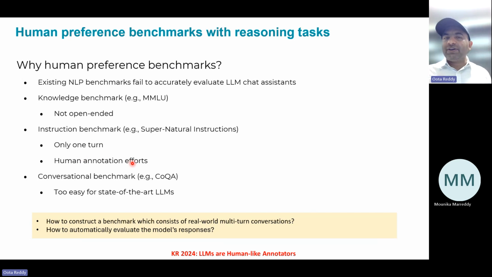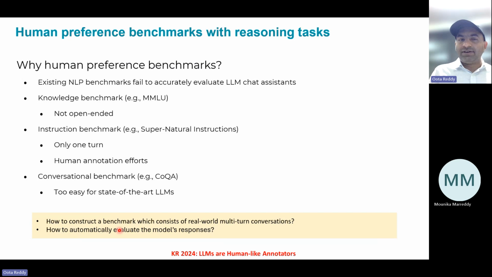So we need multiple humans to evaluate how the user is providing the response. This is only one turn. One turn means only one conversation, with the user talking with the LLM, not multiple users talking with the LLM. There are conversational benchmarks available, but these are too easy, and every LLM can get state-of-the-art results on them.